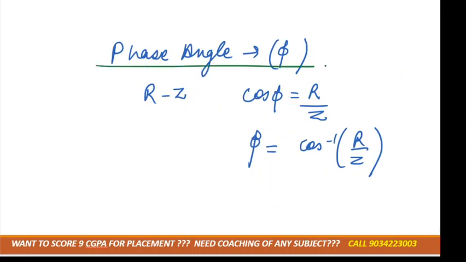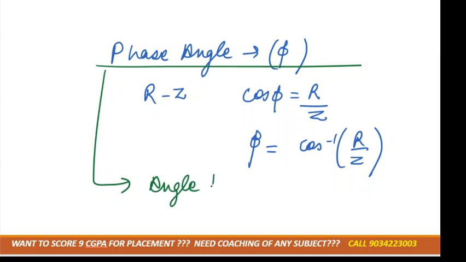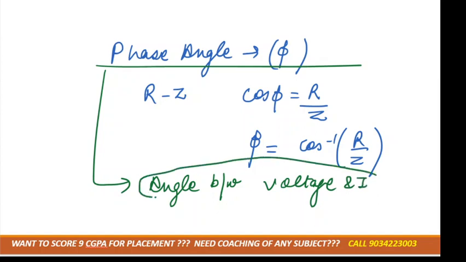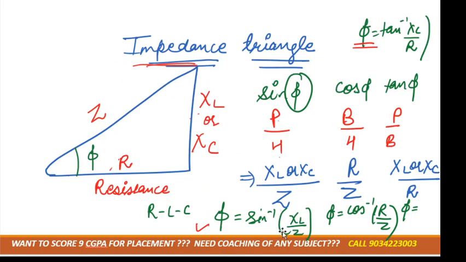Phi is the phase angle, and what is phase angle exactly, I'll tell you in detail later on. Phase angle is the angle between voltage and current. For now, the phase angle is denoted by phi, and we have these three formulas for the calculation of phase angle. You can use any one of the formulas.